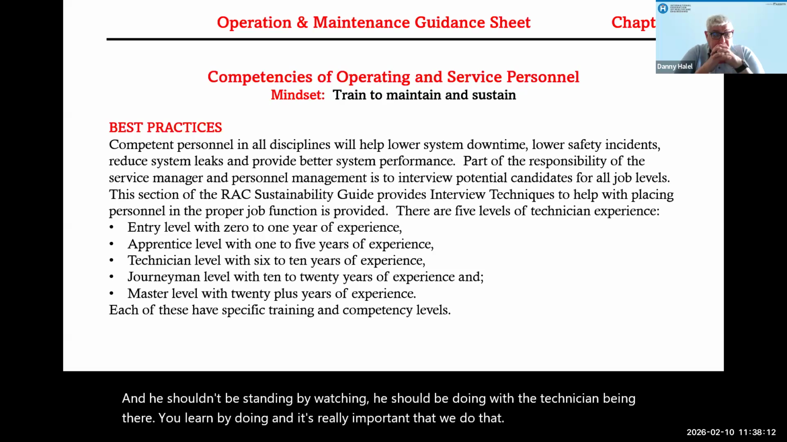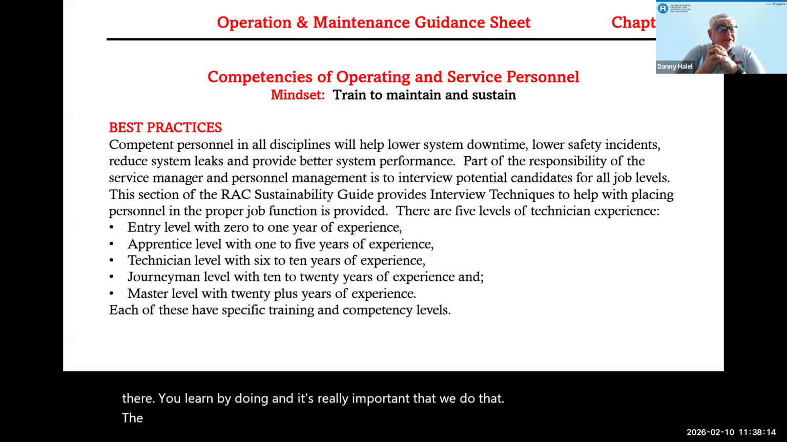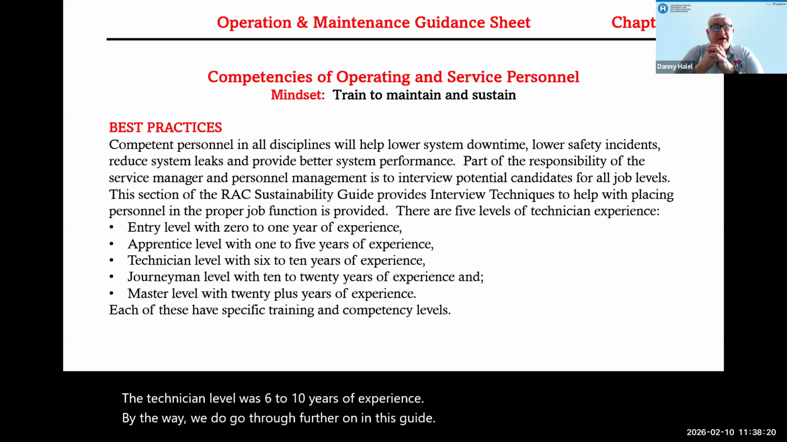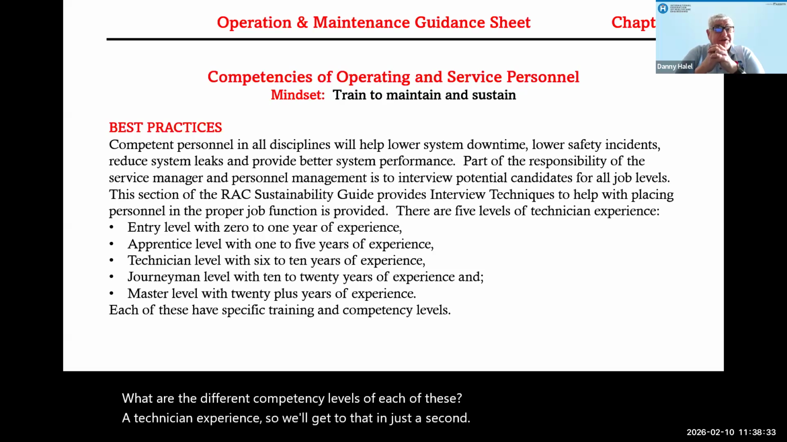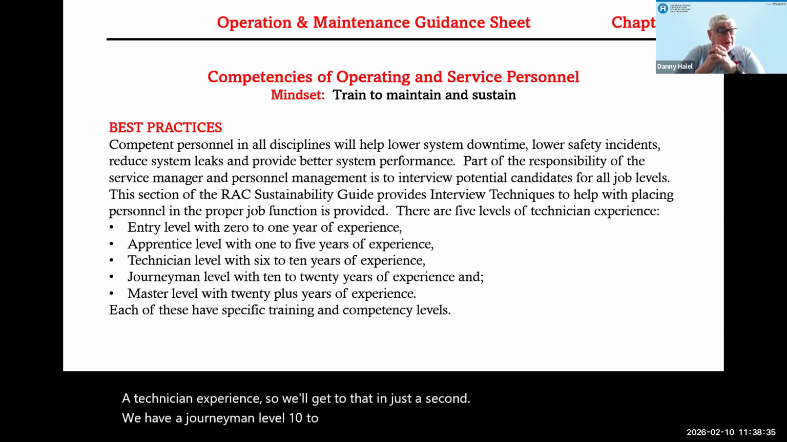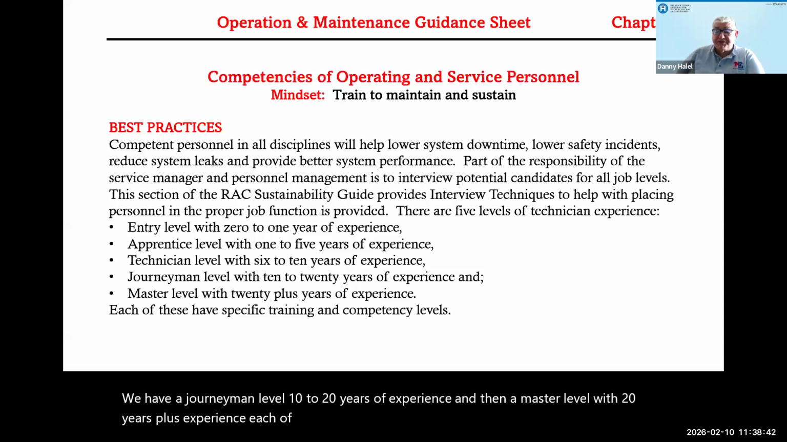The technician level with 6 to 10 years of experience. By the way, we do go through further on in this guide what are the different competency levels of each of these technician experience levels. So we'll get to that in just a second. We have a journeyman level, 10 to 20 years of experience, and then a master level with 20 years plus experience. Each of these have specific training and competency levels.